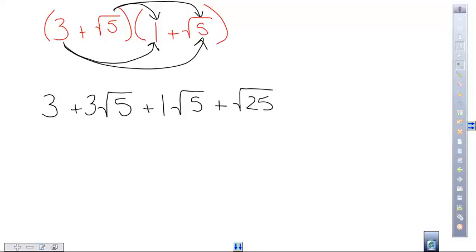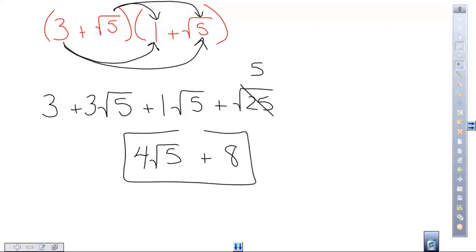So then I do need to look and see if I have any like terms, if I have anything that will reduce. 3 square roots of 5 and 1 square root of 5 is going to give me 4 square roots of 5. The square root of 25 is actually 5. So 3 plus 5 is going to be equal to 8. So this is what I end up with after I multiply those. You could do that with box or you could do that with FOIL.